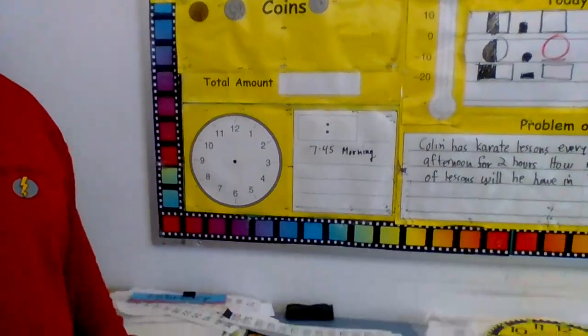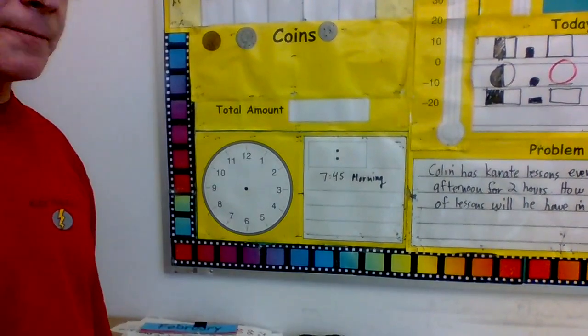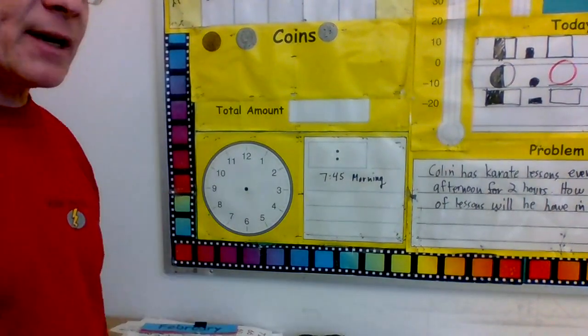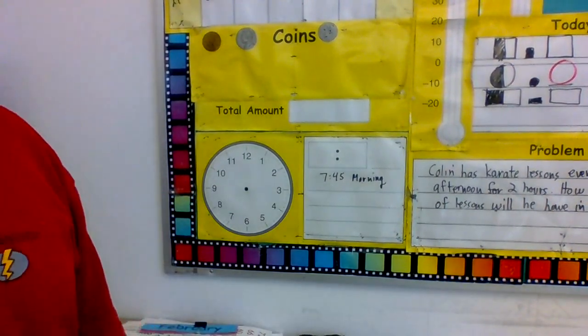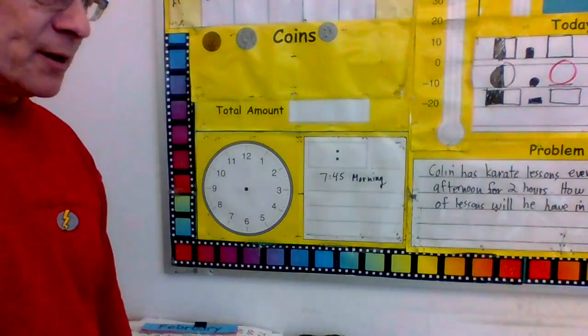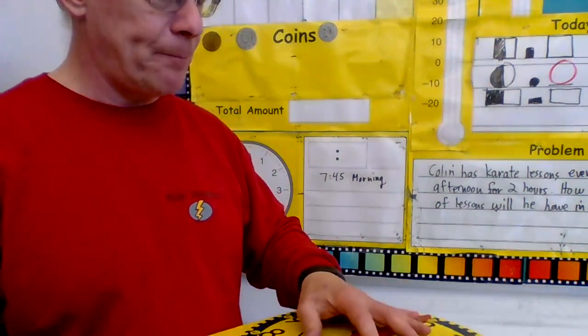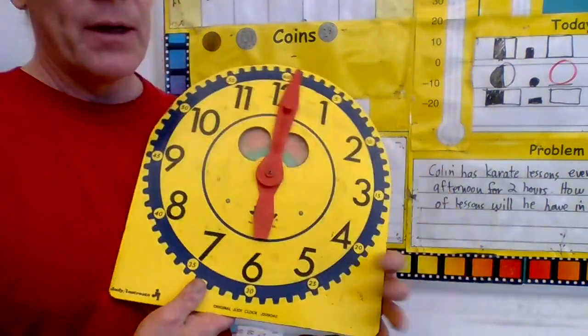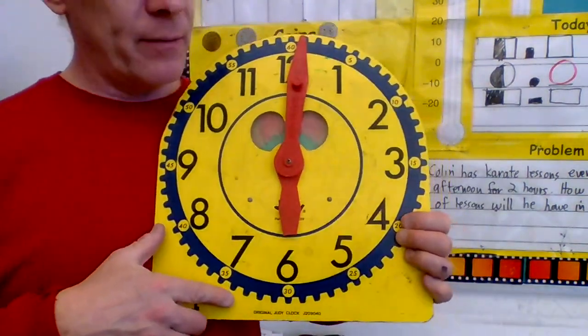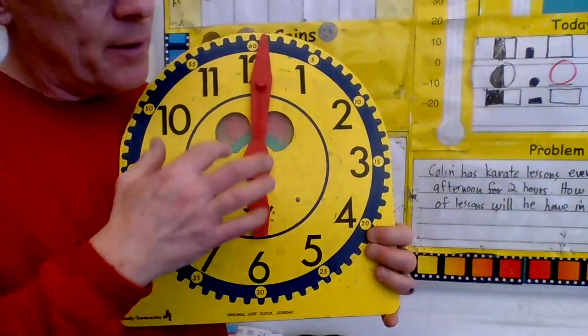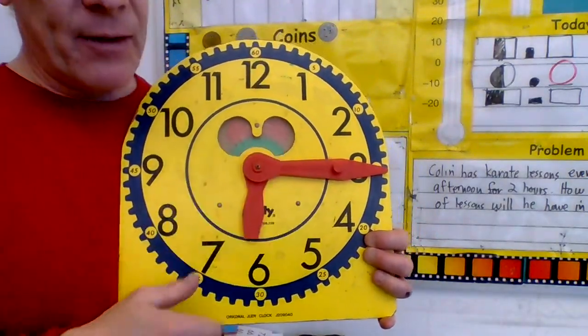It says it's 7:45 in the morning. So how would you find that on this clock? 7:45 in the morning. If you want to pause the video and work on your clocks at home, you can. Otherwise, let me bring up my clock here. This is 6 o'clock. Want to tell me the time now?